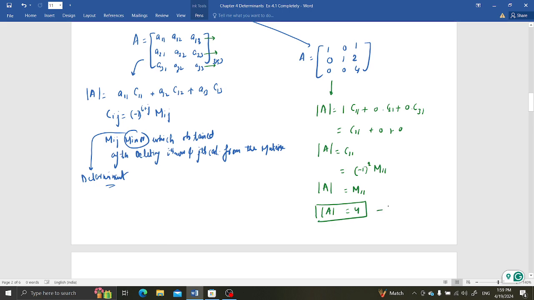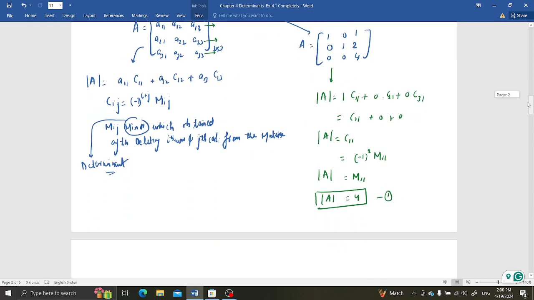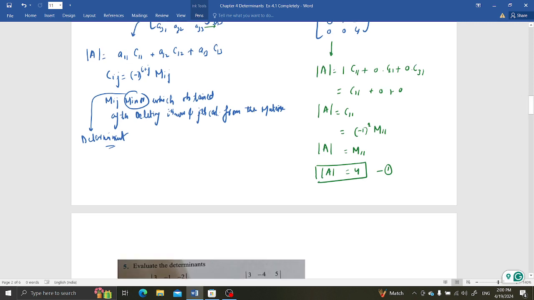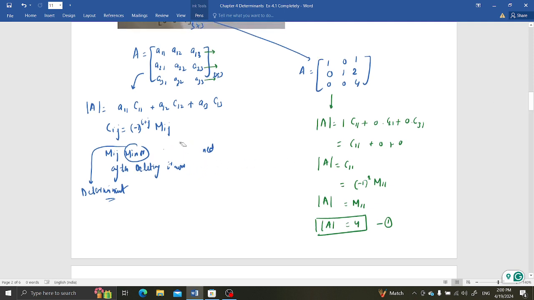Now what do we need to find? This is like the first equation. We need to prove that the determinant of 3A equals 27 times the determinant of A. So I need to find 3A. Here I have fewer pages left, so I'll rub this one out because I already gave you the method.